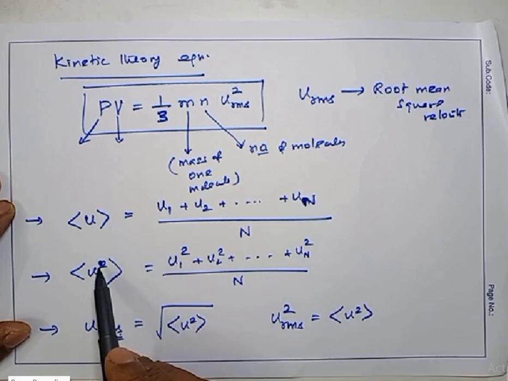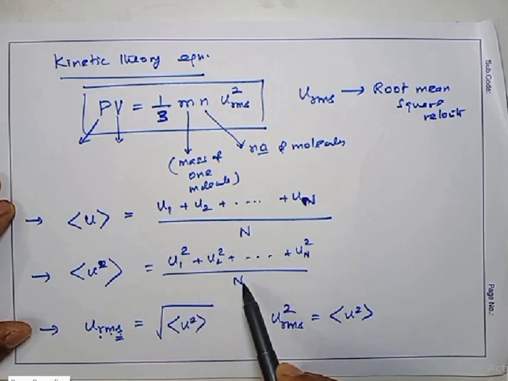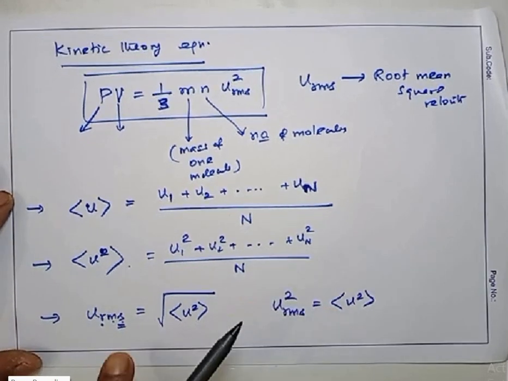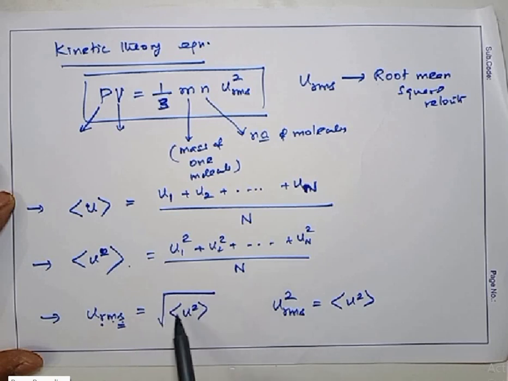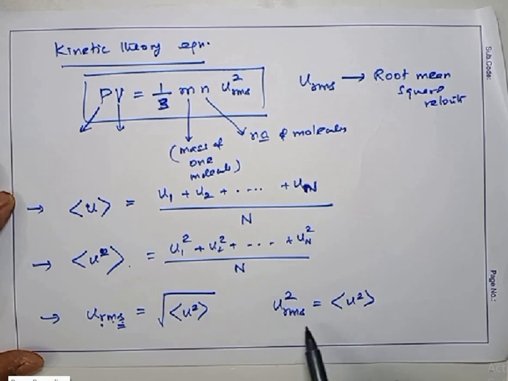What is the average of the square velocity? Take the square velocities of individual molecules, add them and divide by the total number of molecules, and you will get the average of the square velocities. Then what is URMS? Root mean square. The root and mean symbols indicate the mean of the square velocities. URMS: take the square on both sides. On squaring both sides, you will get URMS square, and on this side the root will go, so you will get this. What is meant by that? The square of the root mean square velocity is nothing but the average of the square velocity.